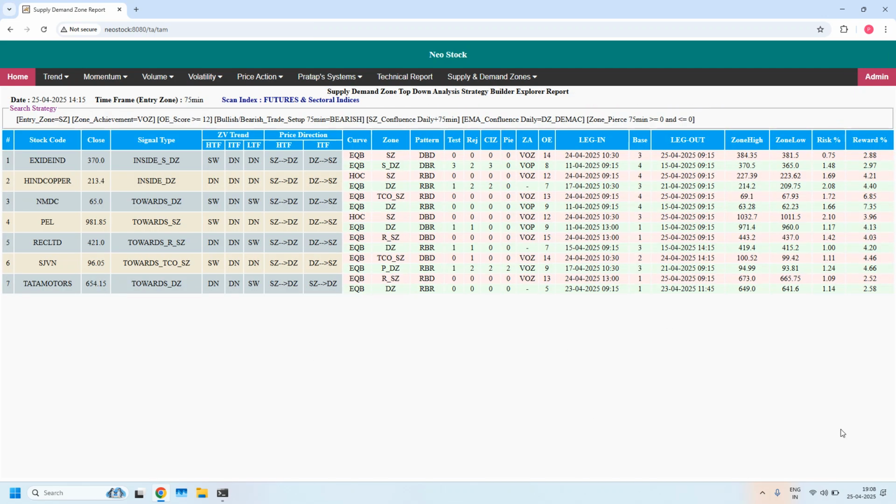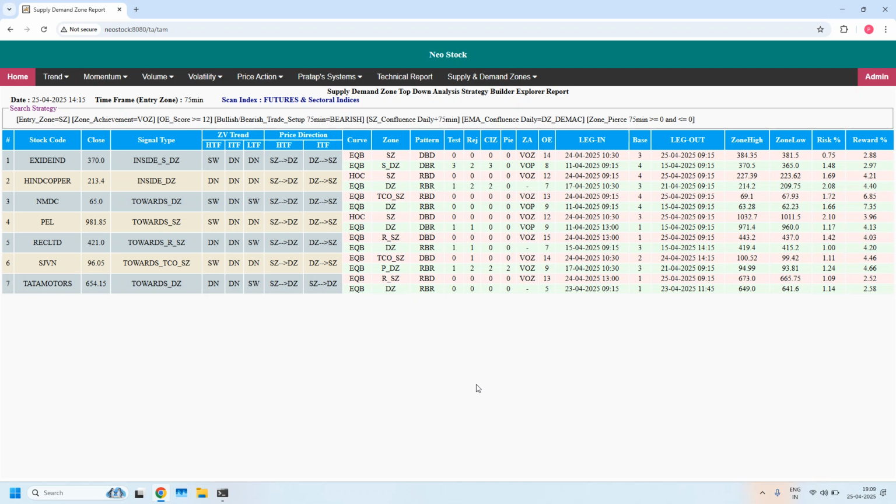Now the list has come down to 7. Out of 18, only 7 stocks are filtered. So these 7 stocks are having a higher probability to get success. The entry time frame zones are 75 minutes supply zones. Okay, this is based on LTF and ITF supply zone confluence and ITF EMA confluence.